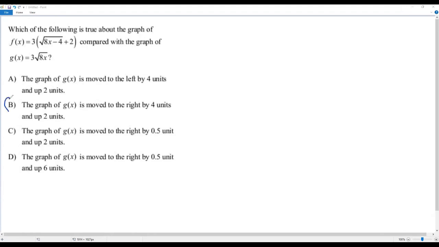When I go over the other answer choices also, some transformations are applied to the function g of x. Now we have to compare f of x and g of x, and identify the transformations applied to the graph of the function g of x to get the graph of the function f of x. Here, first let me take the function f of x: f of x equals 3 times square root of 8x minus 4, plus 2.